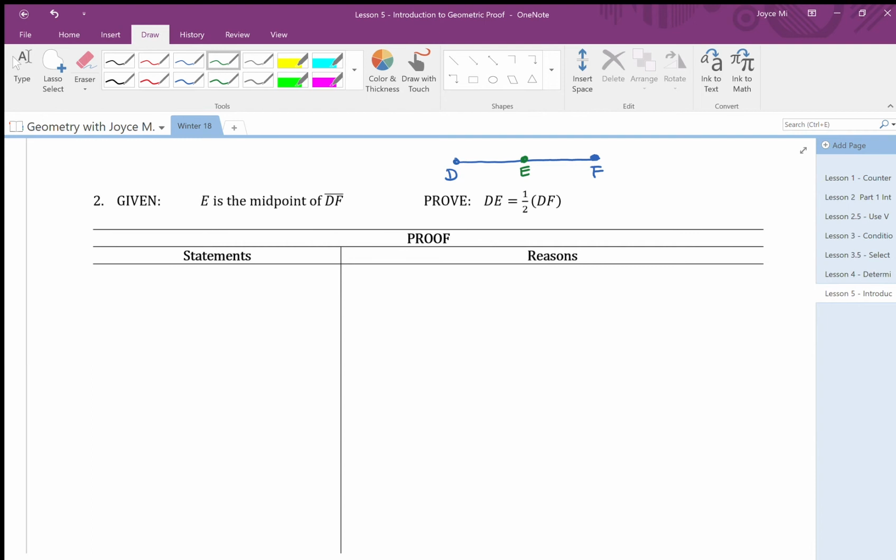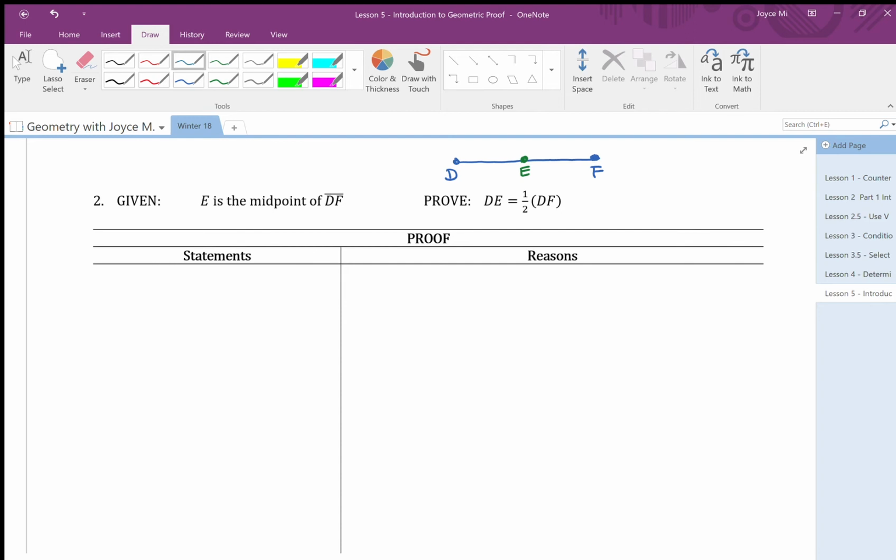So what do you think I need to do first? I suggest that you pause the video a little bit before you do this one. Okay, hopefully by now you paused the video and tried it, and now let's do it. First thing, we make a plan. We know that the midpoint divides your segment into equal parts here. But how do we make DE equal to half of DF? So first, let's just write down a given.